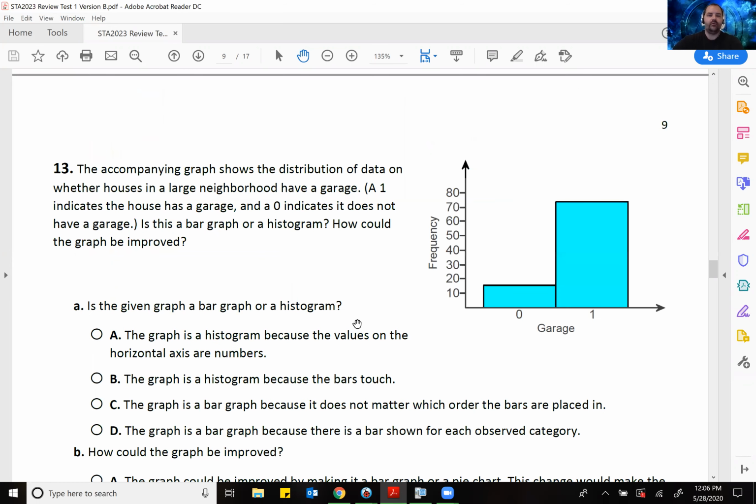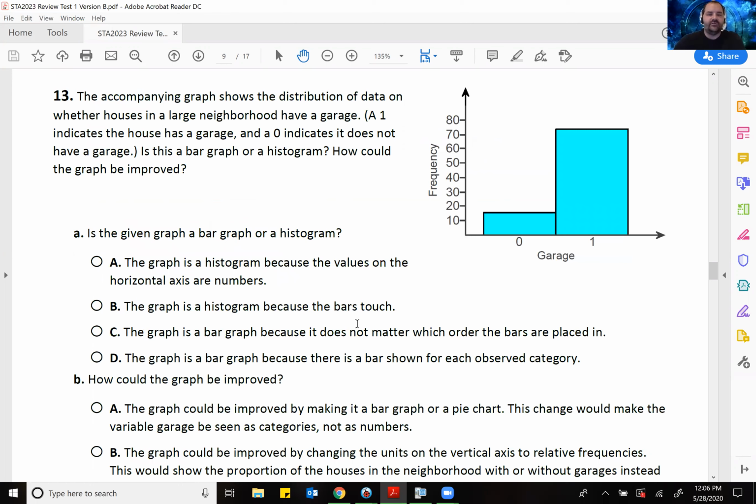So right here, the accompanying graph shows the distribution of data on whether houses in a neighborhood have a garage, which is indicated by 1, or do not have a garage, which is indicated by 0. Is this a bar graph or a histogram? Histogram. I had someone say bar graph. We're kind of split. Histogram, the bars are attached to each other.